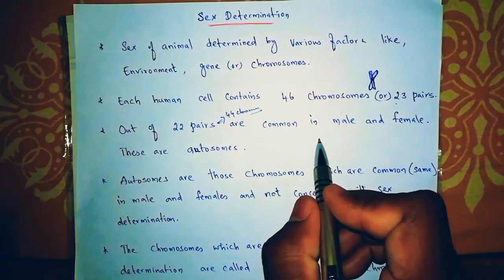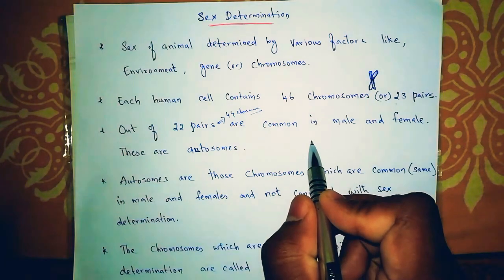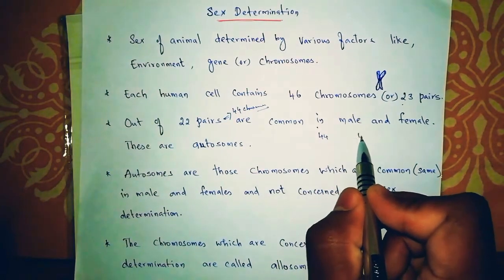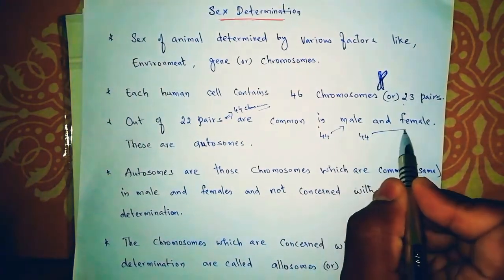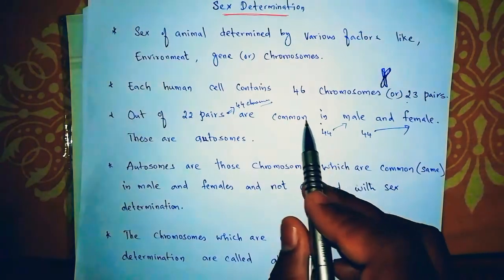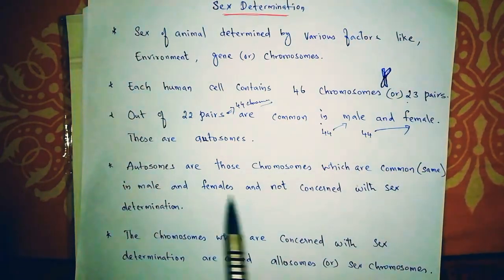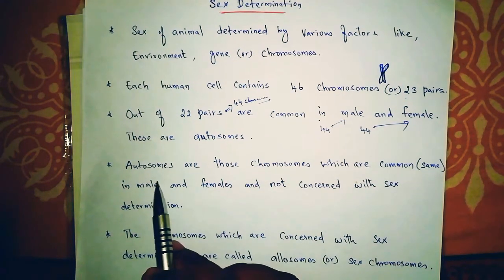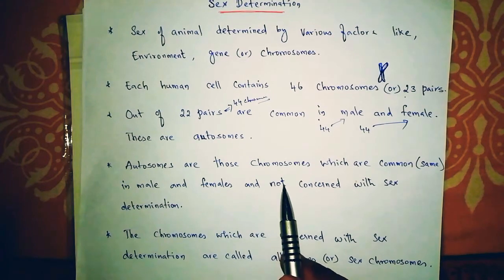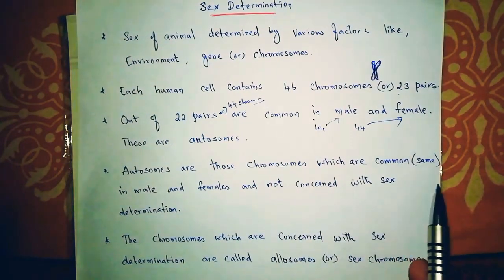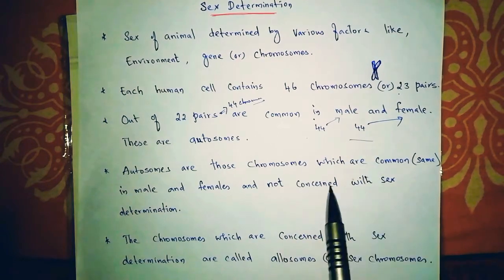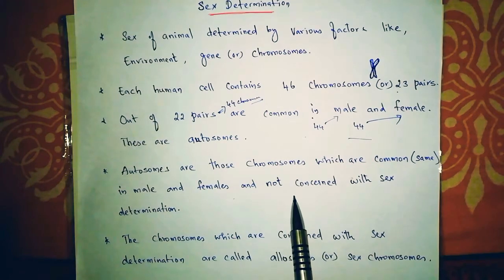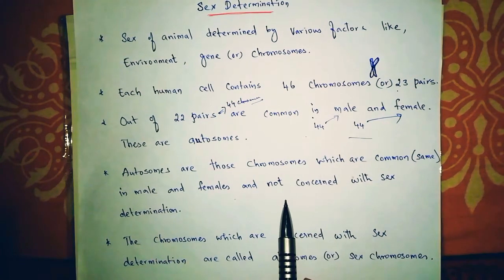If I take the example of a female, she has 44 chromosomes, and a male also has 44 chromosomes. These 44 chromosomes are common for both, and these are autosomes. What are autosomes? Autosomes are those chromosomes which are common, that means the same, like this 44 and 44, same in male and female, and not concerned with sex determination.